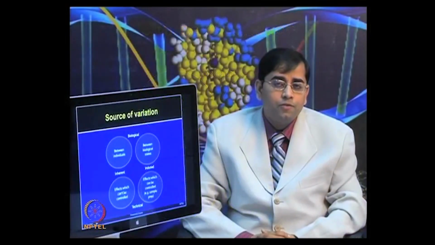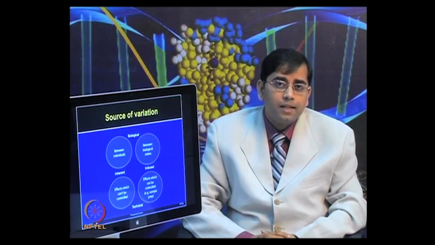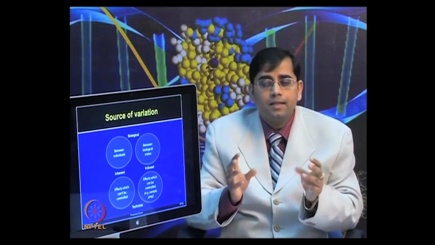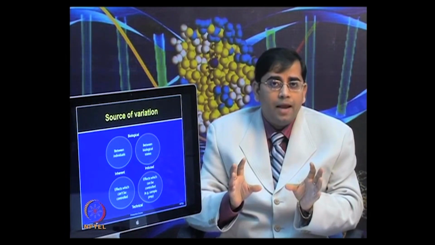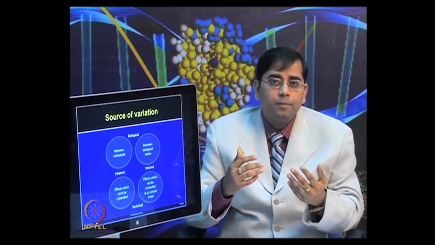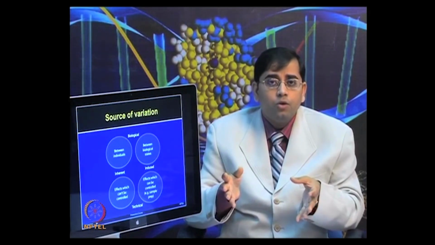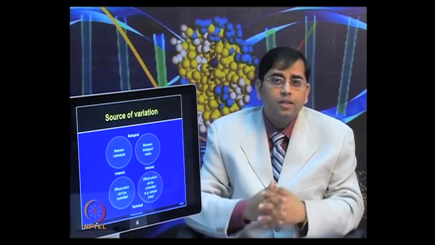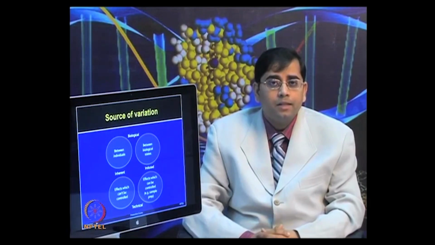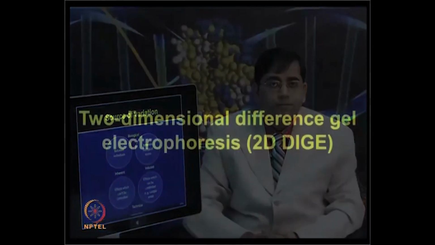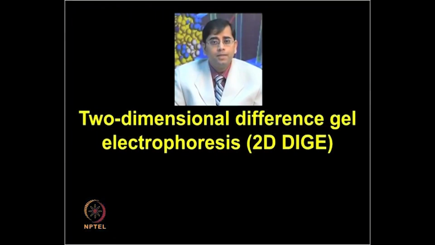So, in two dimensional electrophoresis, when you are separating your control and treatment samples on two different gels and you have so many variations coming from both biological and technical variants, then the overall analysis and the confidence in the data becomes very questionable. To overcome those limitations, a new approach, the advanced electrophoresis method, two dimensional difference gel electrophoresis or 2D DIGE, has emerged.